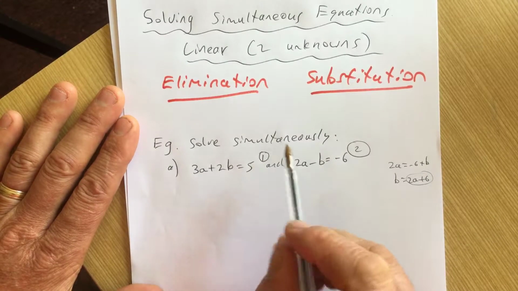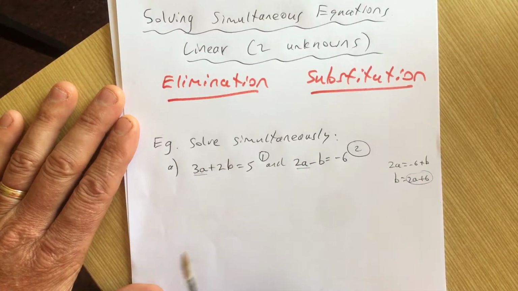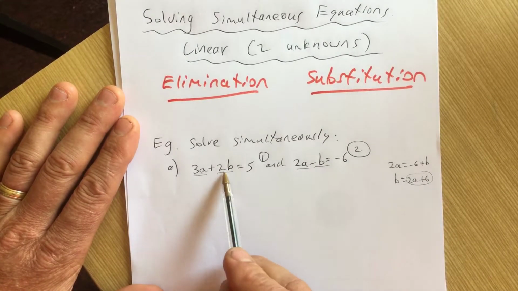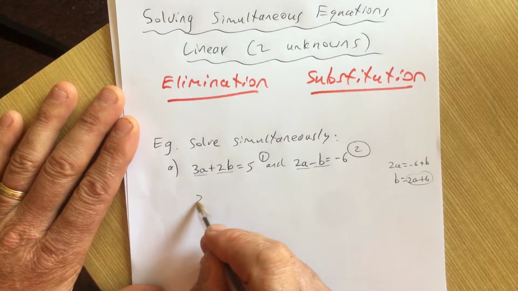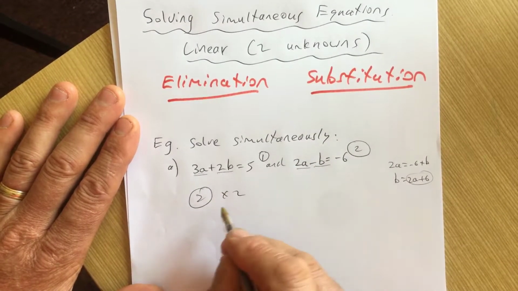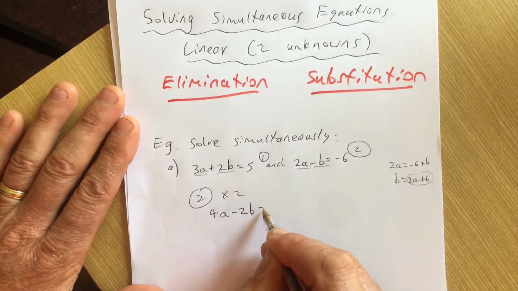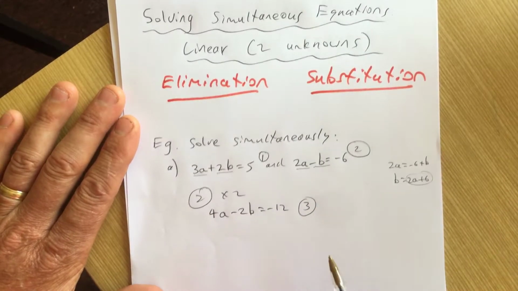I'm going to do it using the elimination method. So you've got to try and get the A's or the B's to be the same. Now, the B's are closer because you've got plus 2B and you've got minus B. So I'm going to double this one. I'm going to go equation 2 times 2. And that's going to give me 4A minus 2B equals minus 12. That's doubling this one. And I'm going to call that equation 3.